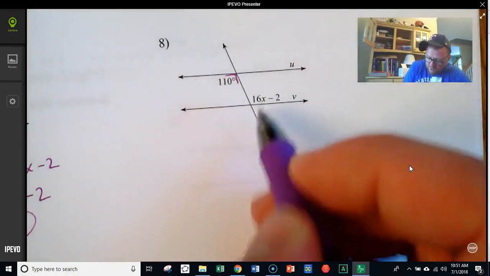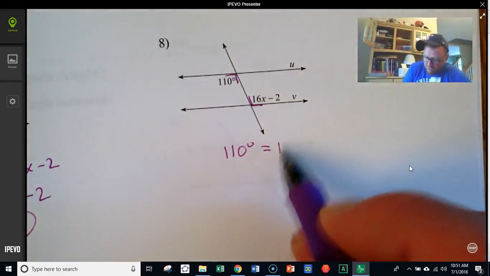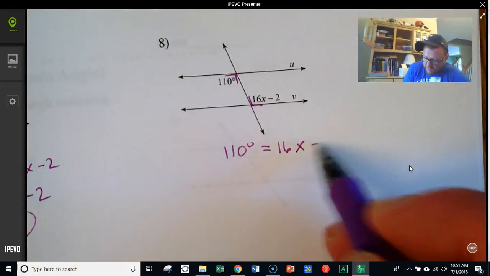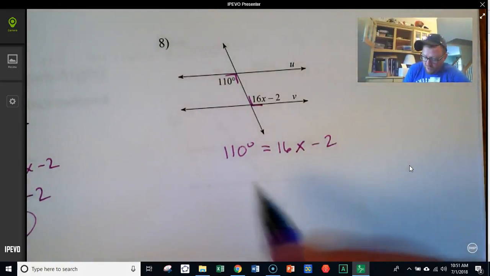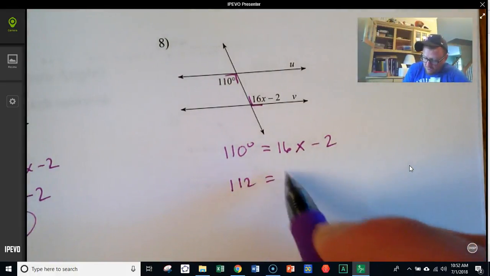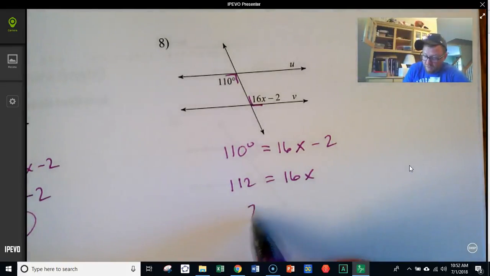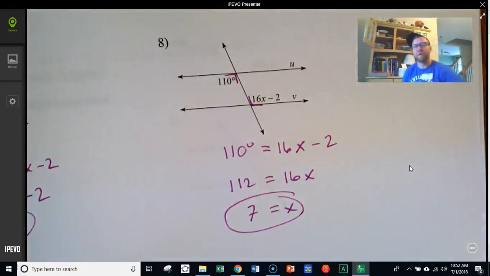Here, we've got alternate interior angles. So if these angles are congruent, so if 110 equals 16x minus 2, then the lines will be parallel. Let's see, we're going to add 2 to both sides. So that's 112 equals 16x, divided by 16. 112 divided by 16 is 7, so 7 equals x. So if x is 7, then 16x minus 2 will be equal to 110, and the lines will be parallel.